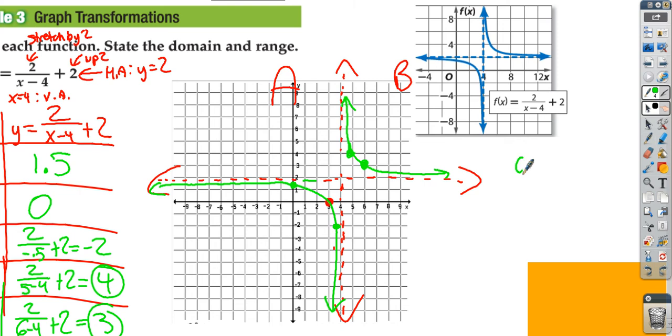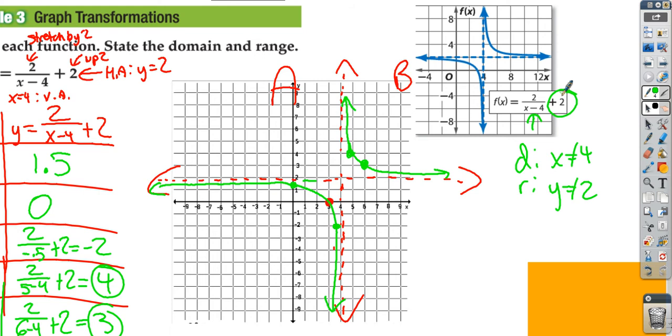The domain and the range. The domain is x cannot equal 4 because of this right here, and the range is y cannot equal 2 because we shifted it up 2. So that's the new asymptote right there. Okay, so that is how you graph it.